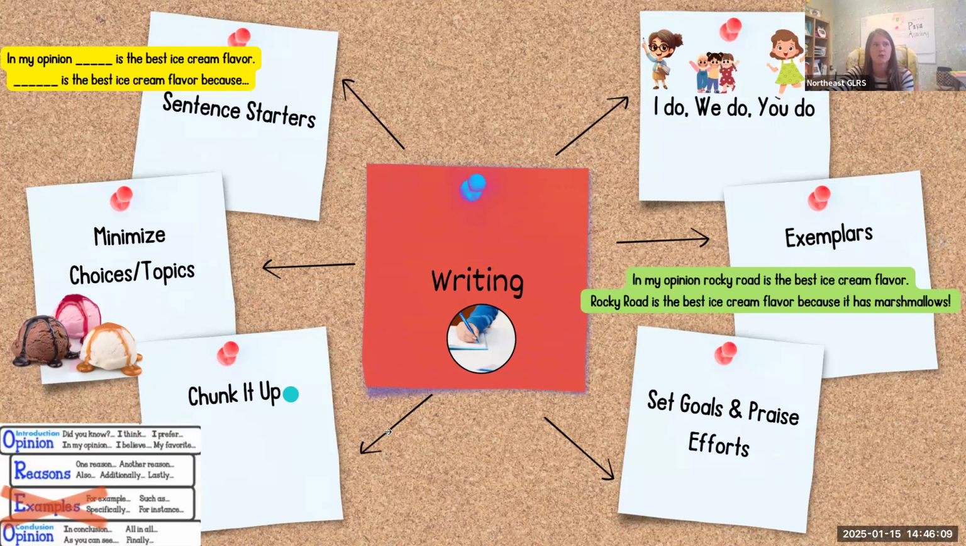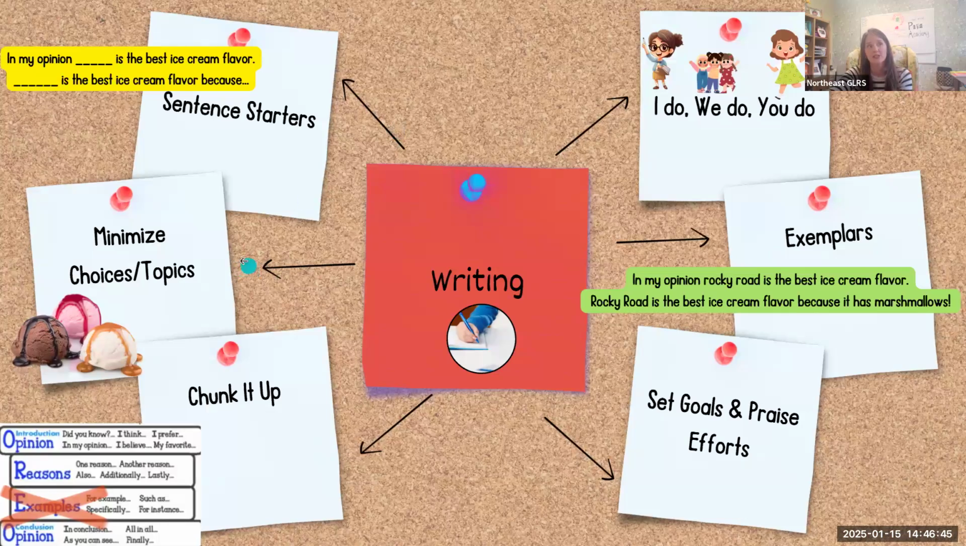And we're going to kind of work through this with the idea of writing on a topic. So this would be a sentence starter for an opinion writing. So in my opinion, blank is the best ice cream flavor. Blank is the best ice cream flavor because. So our topic is, what is the best ice cream flavor? I'm giving them that sentence starter, and that will support the student to get started and to really look at what's being asked of them and to then start completing that writing activity.